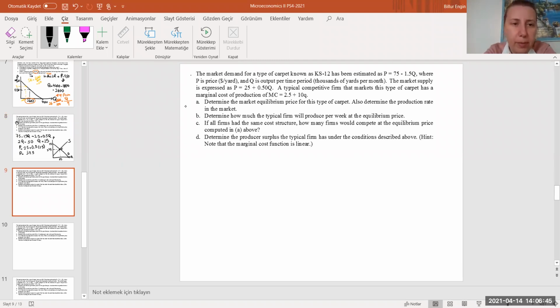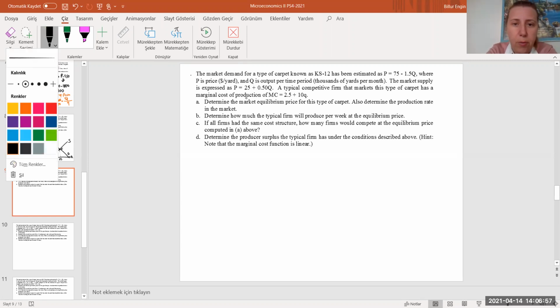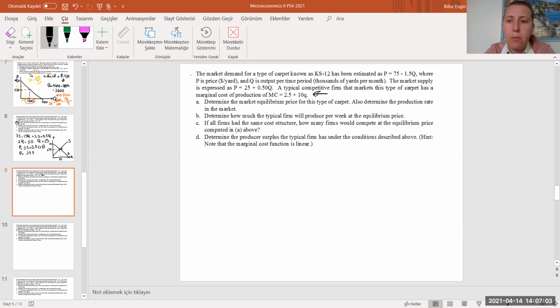In question B, determine how much the typical firm will produce per week at the equilibrium price. We know that it is given in the question: a typical firm's marginal cost is this one. In these types of questions, unless otherwise stated, we assume that all firms have the same total cost function. It's not a necessity for the perfectly competitive market, but we mostly assume that, again, for simplification, all firms use a typical cost function, the same cost function.